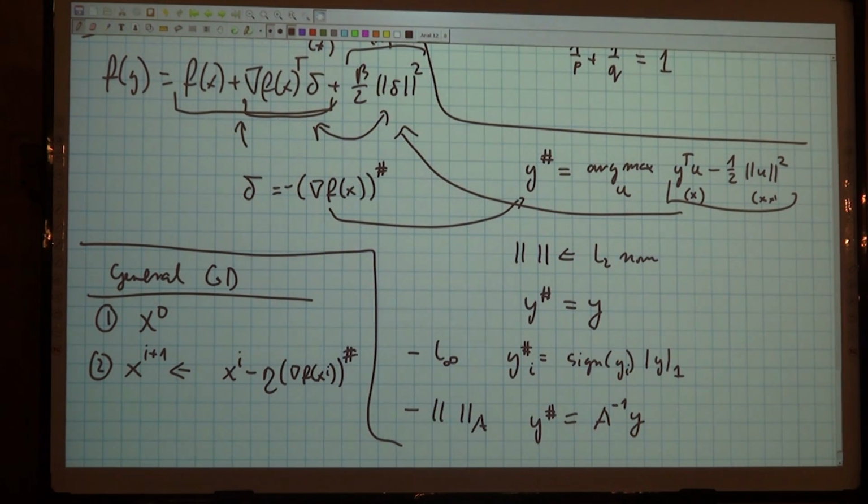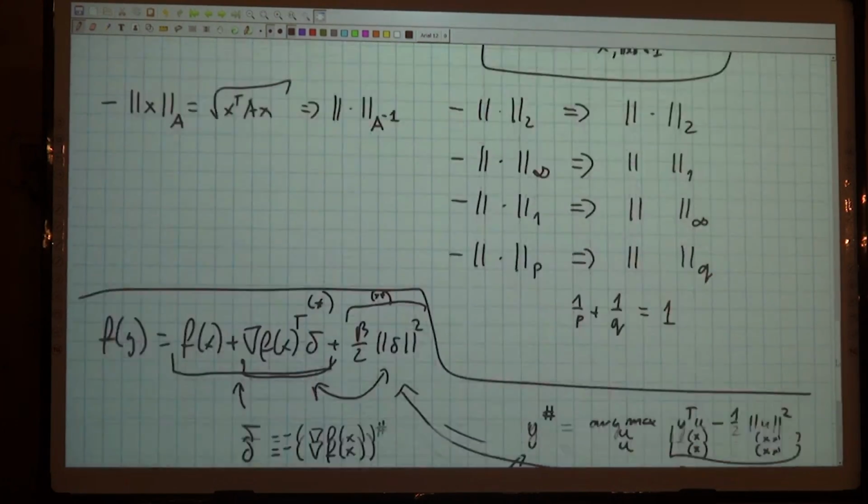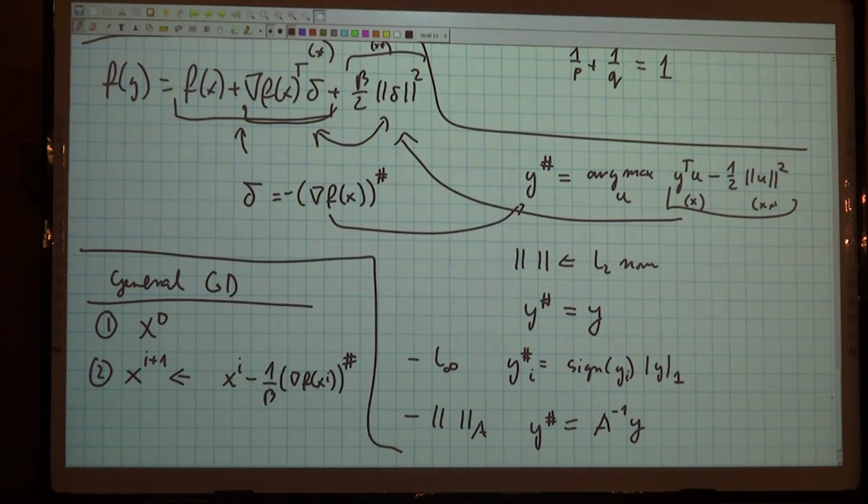And again, if you ask what is the best eta to use, at least from a theory point of view, you just put here 1 over beta, where beta is the beta that we have over here. This is the algorithm that will work for an arbitrary norm, and it takes advantage of the fact that you care about a different norm than the L2 norm.